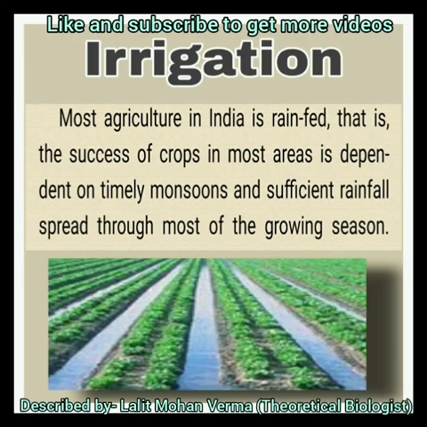Water is one of the most essential requirements for crop production. In India, more than half of our cultivable area does not have irrigation facilities and depends on rainfall for crop production. Thus, agriculture in India is rain-fed, and the success of crop yields in most areas depends on timely monsoon and sufficient rainfall during the growing season. The process of supplying water to the crops by means of canals, reservoirs, ponds, lakes, wells, tube wells, and tanks is known as irrigation.